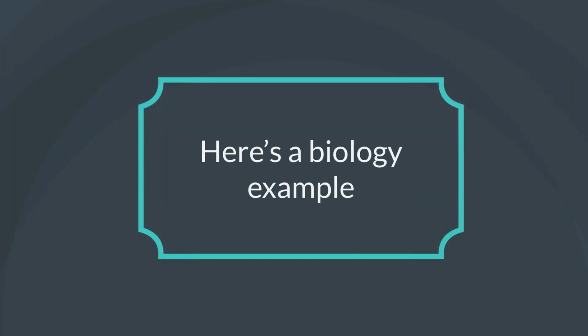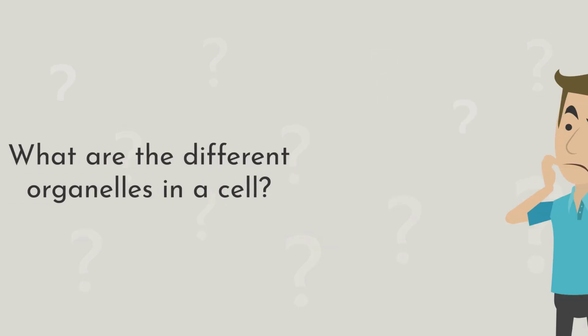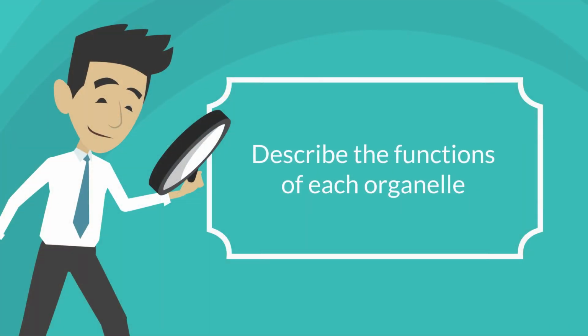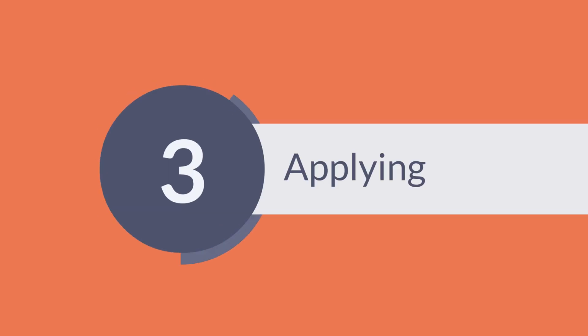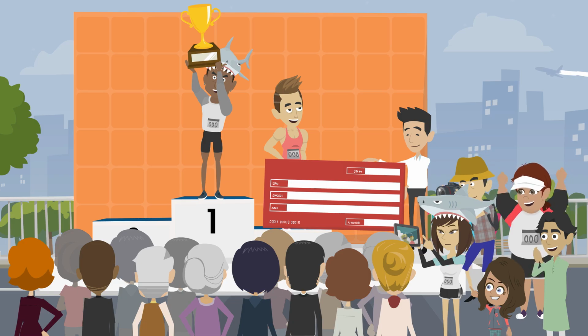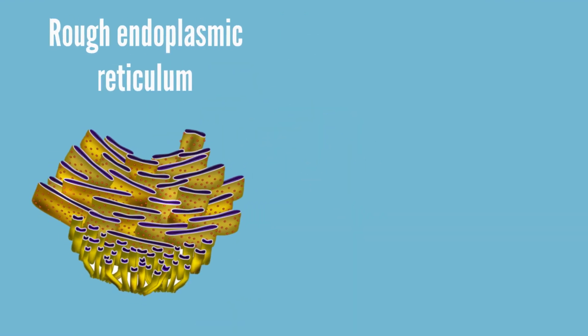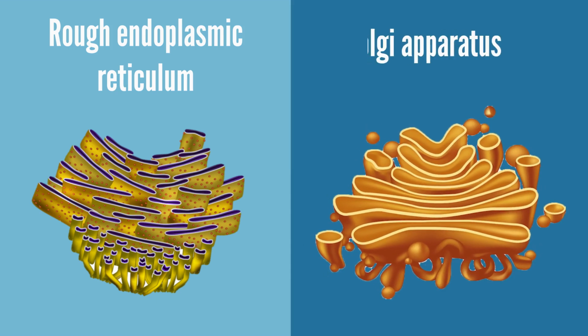Here's a biology example. 1. Remembering. What are the different organelles in a cell? 2. Understanding. Describe the functions of each organelle. 3. Applying. If a student is running a marathon, which type of organelle would be the most active? 4. Analyzing. Compare and contrast the functions of a rough endoplasmic reticulum and a Golgi apparatus.